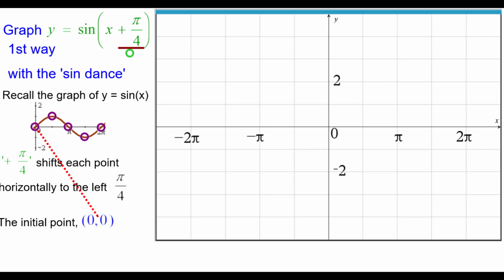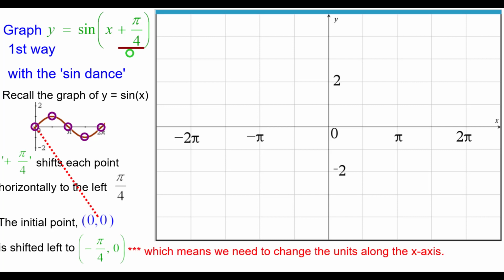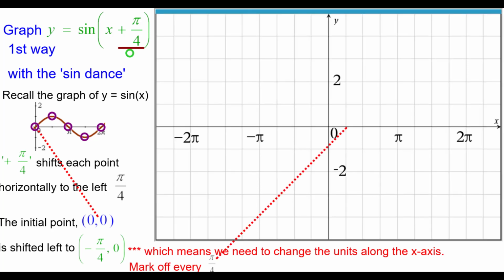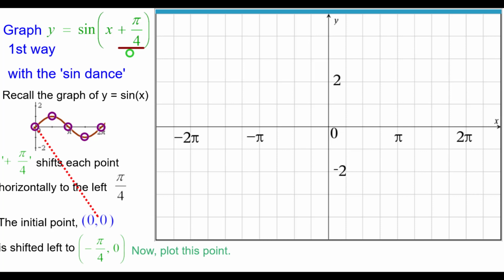So the initial point, (0, 0), is shifted to the left to (negative pi over 4, 0). And we'll go ahead and plot that, but we need to change the units along the x-axis first. So we're going to mark off every pi over 4, as we did here. Pause as needed. So we're going to go ahead and plot (negative pi over 4, 0).